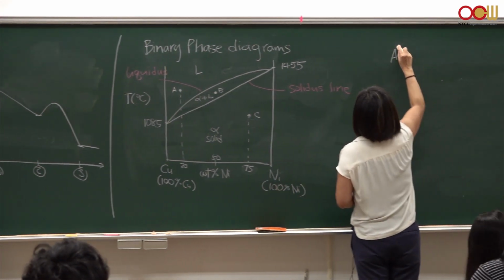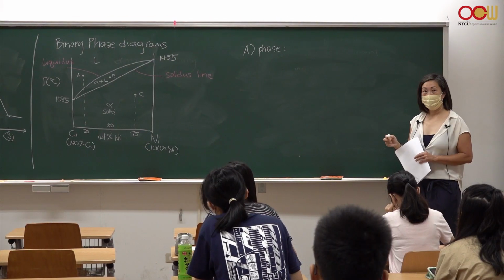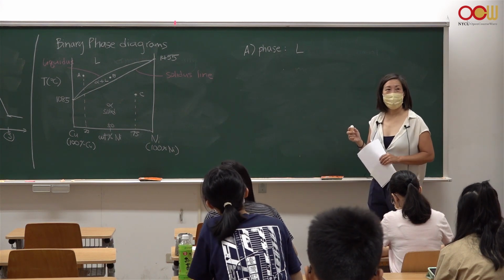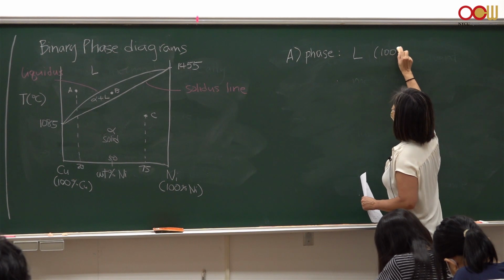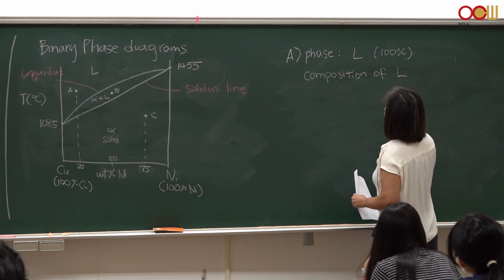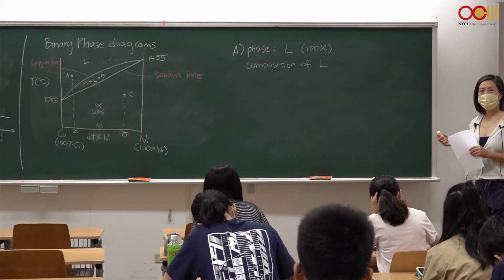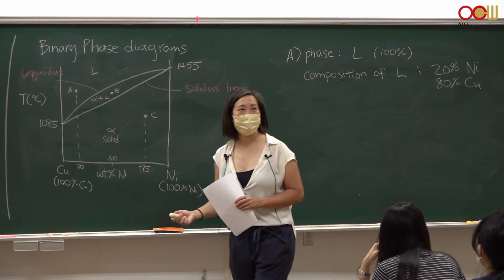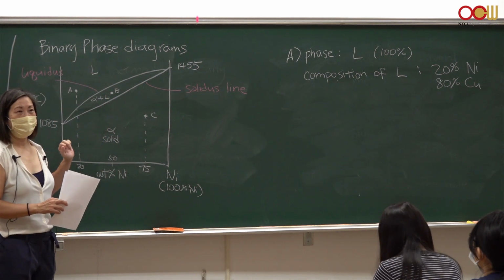So for point A, what phase do I have? Liquid, right. I have the liquid phase at point A. It's 100% liquid. What is my composition of my liquid phase? What is that liquid phase made out of? Any questions about how to read what is present at point A?